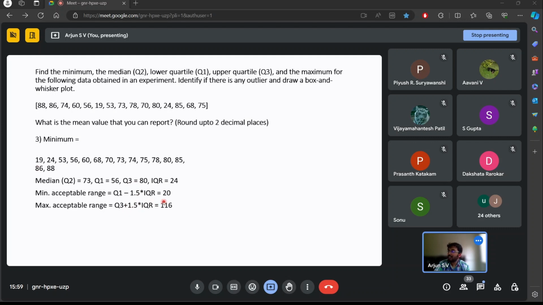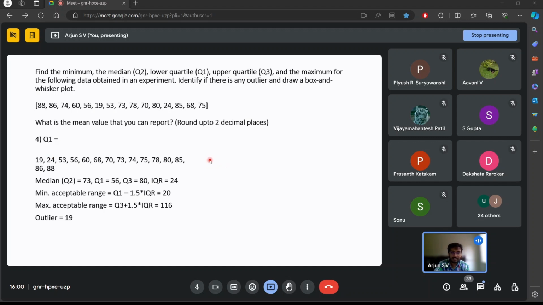So if you take these values and compare them with all the points, you can find out that 19 is outside the minimum acceptable range of 20. So your 19 will be an outlier, and if you remove the outlier, the next most minimum value is 24. So your minimum value will be 24. That will be the answer.